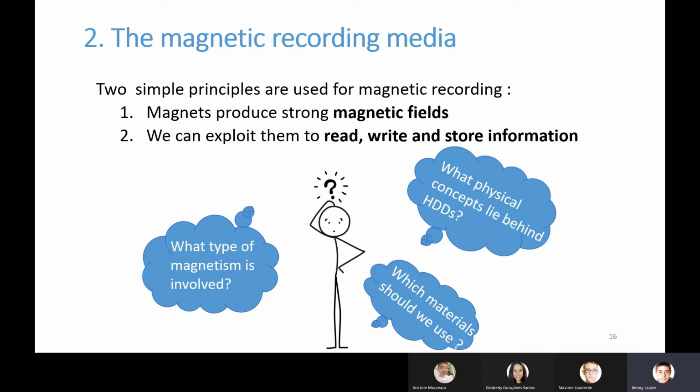In order to read, write, and store information, we will play with the magnetic fields produced by magnets. Many questions then come to mind. How will we utilize these fields? What type of magnetism is involved and why is it used? What physical concepts and phenomena must be mastered to develop HDDs? What material should be used and on what criteria? We'll try to answer these questions in what follows, but to do so, some basic principles must be reminded, such as ferromagnetism.